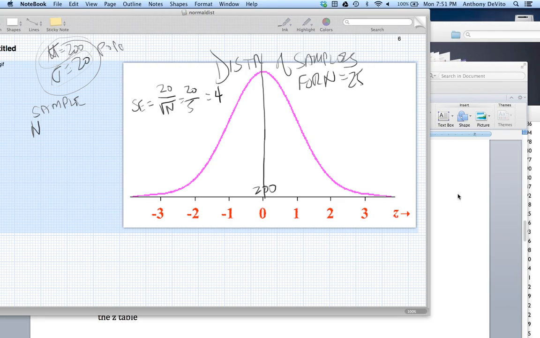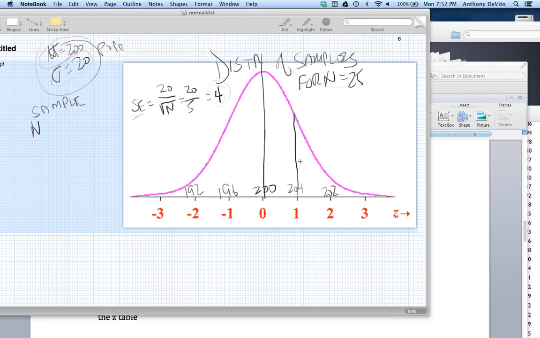Okay, now let's figure out what percentage of the population is going to be above that. So now 200. This is now kind of our standard deviation. We call it standard error because it represents a distribution of samples. This is going to be 204, 208, two standard errors, 196, 192. So 204 is going to be here. It's going to be one standard deviation above the mean.